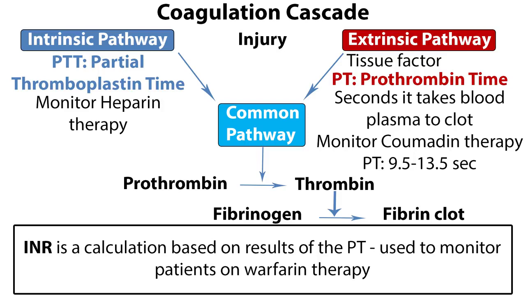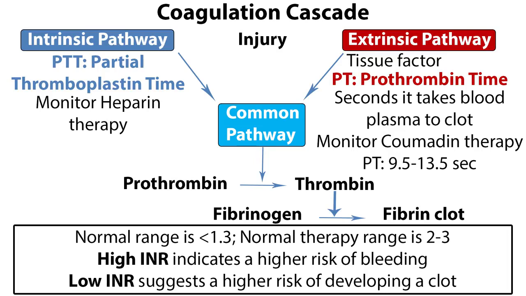The INR, or International Normalized Ratio, is a calculation based on results of the PT and is used to monitor patients on warfarin or Coumadin therapy. The normal range is less than 1.3 and the therapy range is 2 to 3, with a high INR indicating a higher risk of bleeding and a low INR suggesting a higher risk of developing a clot. The INR can be used to adjust the patient's drug dosage to get the PT into the desired range.